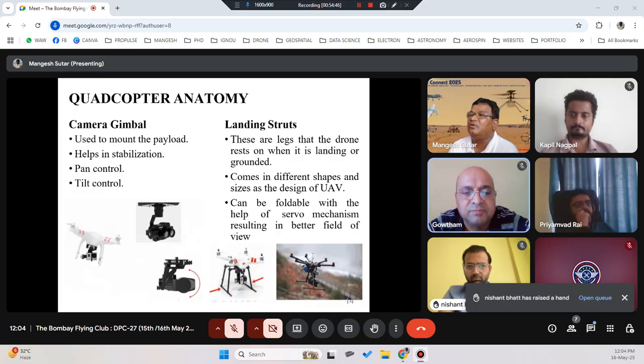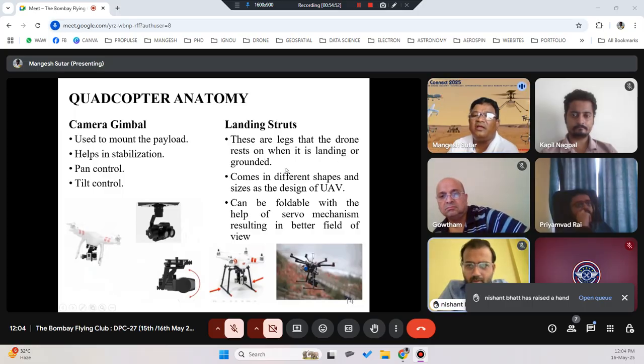Okay. Thank you. Then we have a landing thrust. These are the legs that the drone rests on. I have one question, sir. Yeah, yeah. So how do you control the gimbal from the remote? There is a separate gimbal stick.